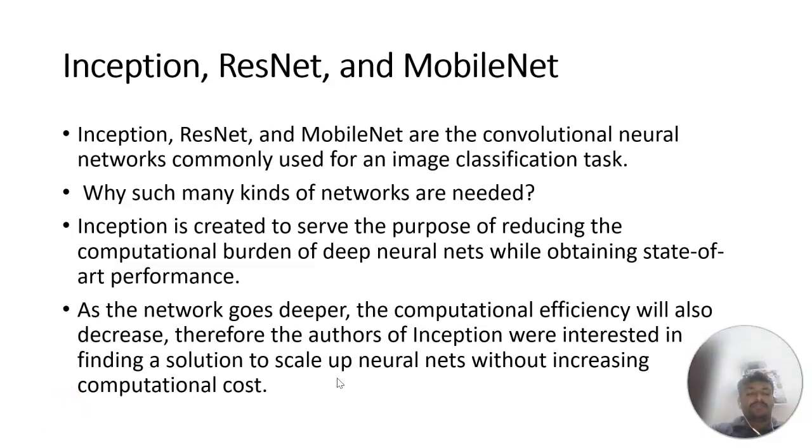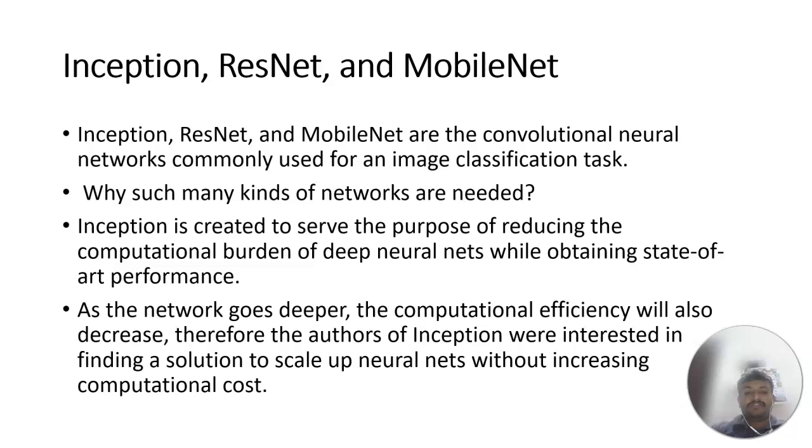Okay, in the previous class, we discussed the advantages and why we need the Inception and ResNet networks for image classification tasks. Inception was created to serve the purpose of reducing the computational burden in deep neural networks, as well as the residual networks, which are used to avoid overfitting by using the skip connections, or we can call them residual connections, present in the network.